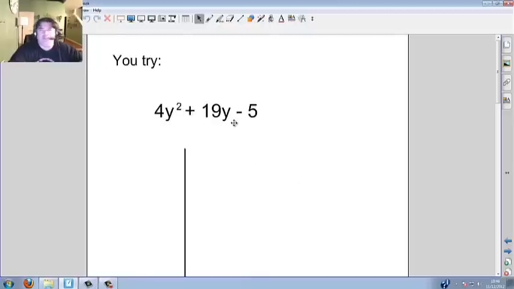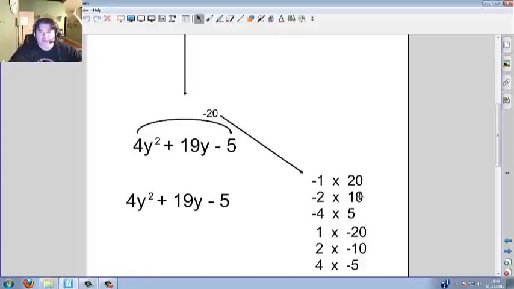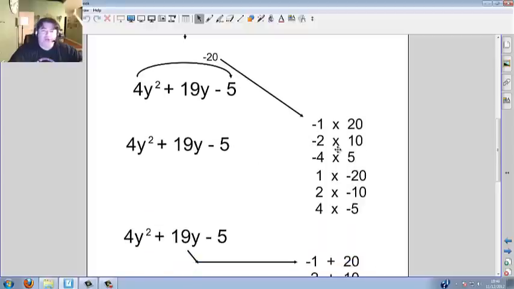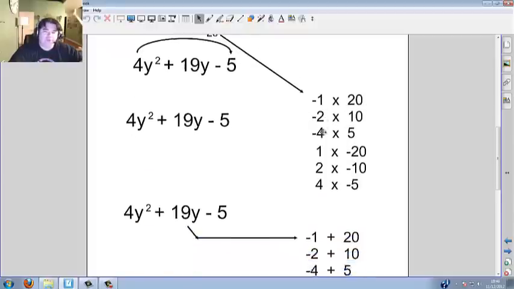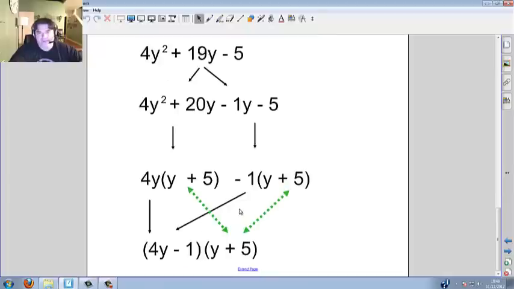Now you try. 4y squared plus 19y minus 5. Go ahead. Hopefully you got negative 20. You split all the combos up to make positive 19, which would be positive 20 and negative 1. Split them up. Binomial, binomial. Take out what you can. Hopefully you got 4y minus 1 and y plus 5. Quick break.